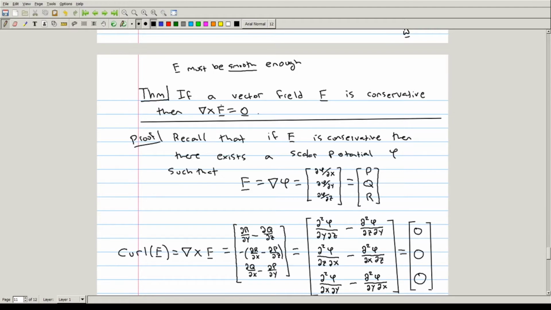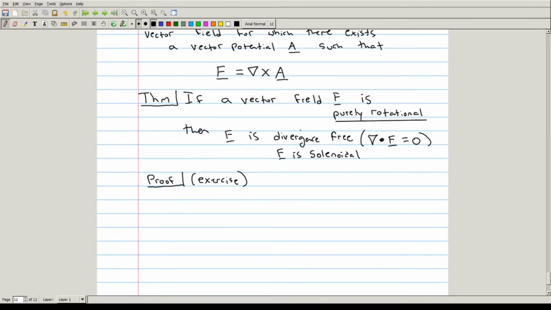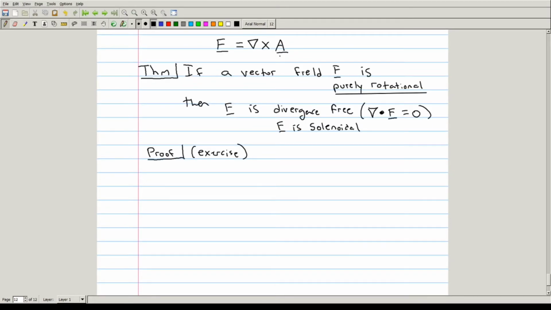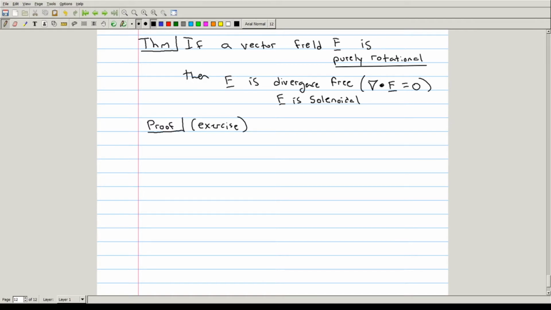By the way, this is sometimes why conservative vector fields are called irrotational. And this is also why this new theorem says that if a vector field F is purely rotational, or it can be expressed as the curl of some other vector field A, then F is divergence free, or solenoidal, or incompressible.